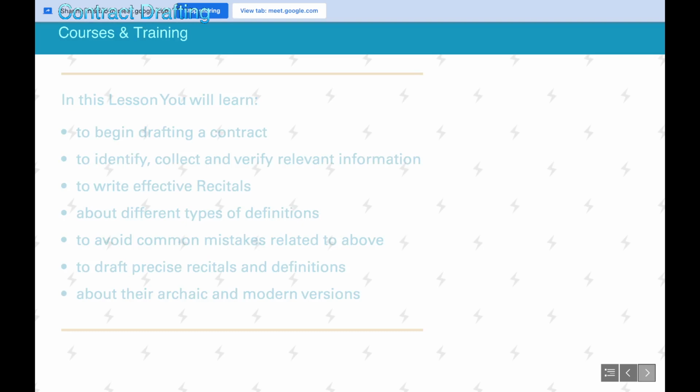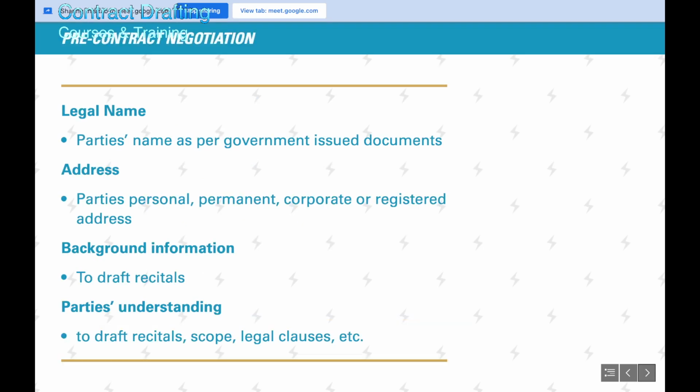When we start the discussion on a contract between two parties, usually we have to identify the parties. For that purpose, we have to identify the party name, their contact details, and the background information relating to the transaction. And if they have negotiated commercials relating to the transaction, those commercials will help us define the recitals, the scope of the contract, and understand what legal clauses we have to include in the contract.